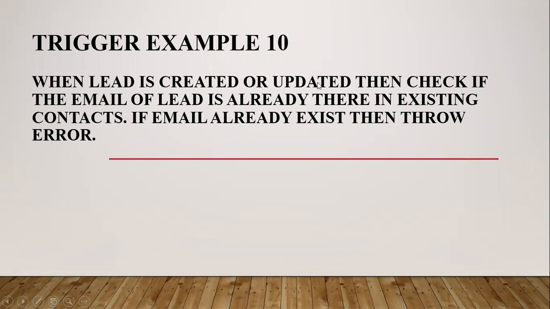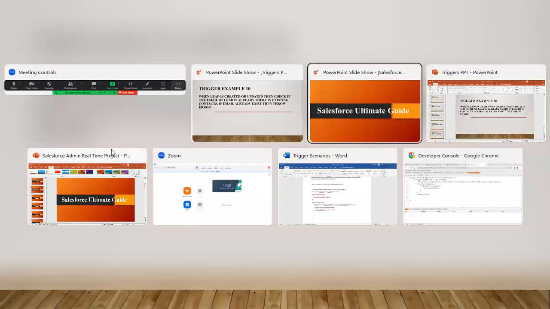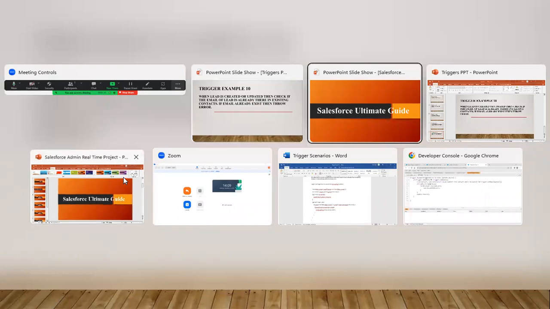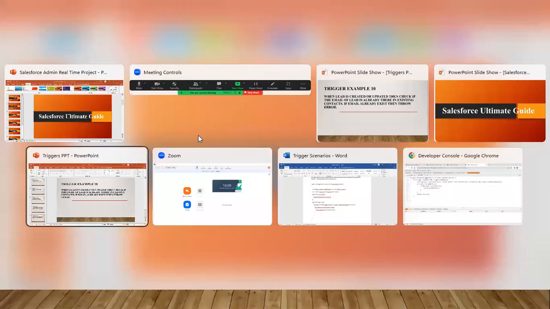You can read it again. When lead is created or updated, then check if the email of lead is already there in existing contacts. If email already exists, then throw error. So what the meaning is, we will first try to see it in the UI.